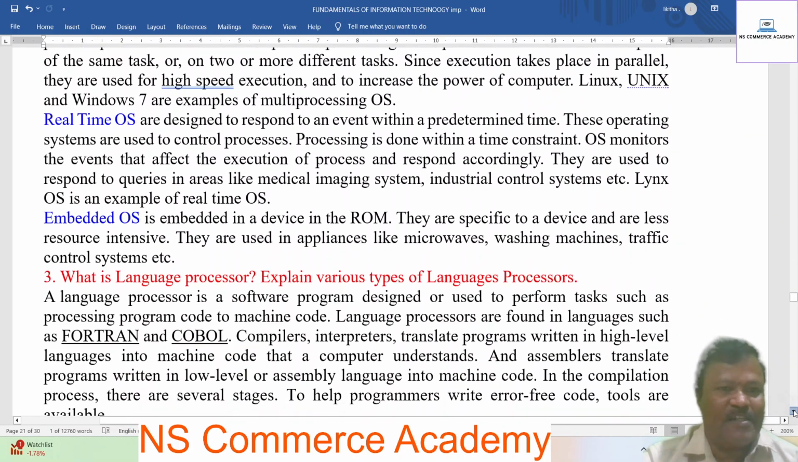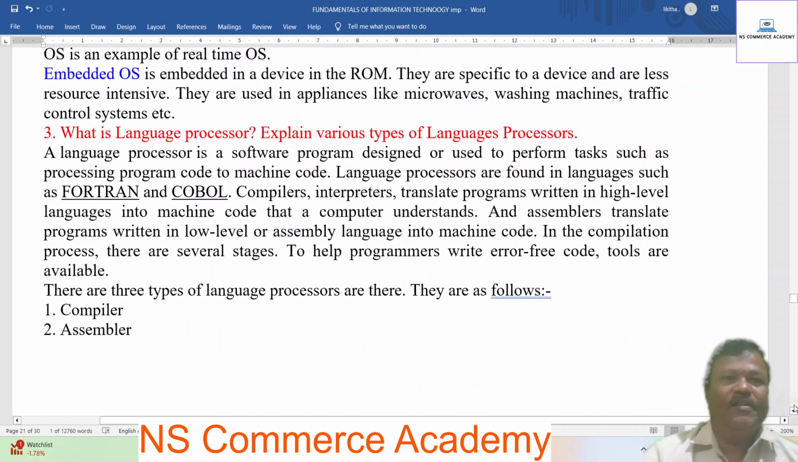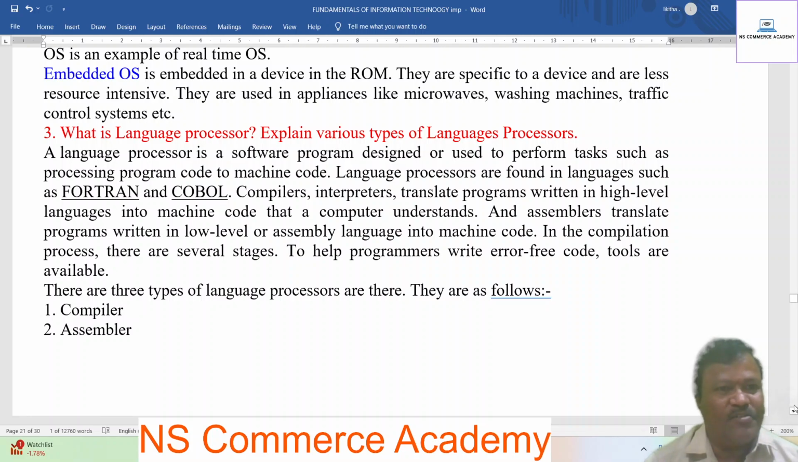Next, embedded operating system is in a device in the ROM. They are designed for specific devices and areas with less resources. They are used in appliances like microwaves, washing machines, or traffic control systems.